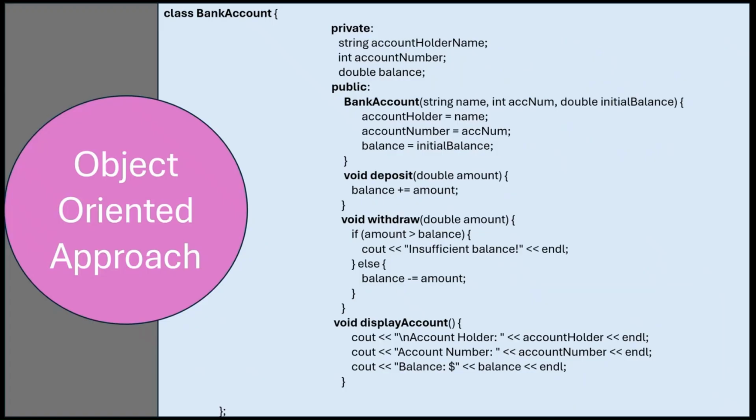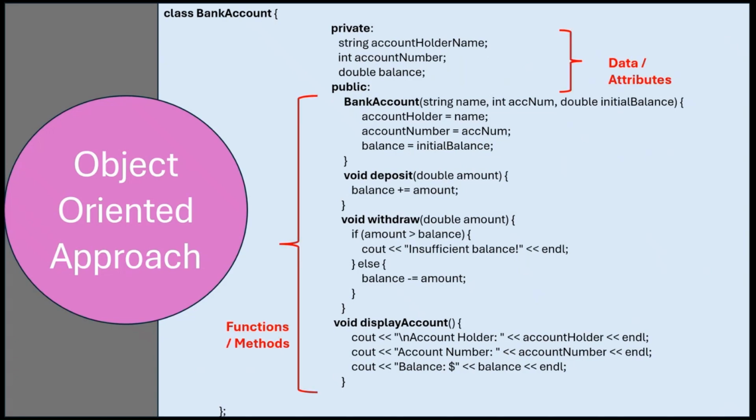So let's understand how the object-oriented approach helps here. The object-oriented approach binds the data and the functions under a data type called a class, right? So the data here is basically the properties of the class, and the functions are the methods, which can access these attributes of the class, right? So the data and functions are tied together and put into one unit called a class.